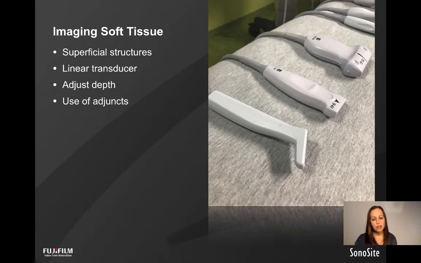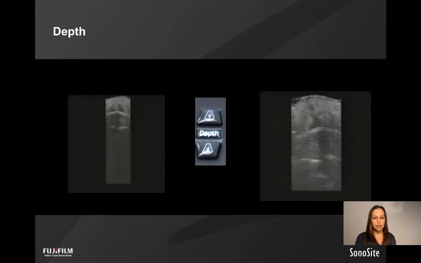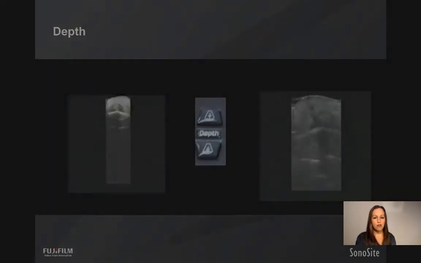Now, it is important in pediatric patients and with superficial structures to adjust the depth accordingly and to use adjuncts. Here's an example of depth. Here's a patient with a chin abscess, and you can see here on top that here's the abscess, but we have all of this wasted space.